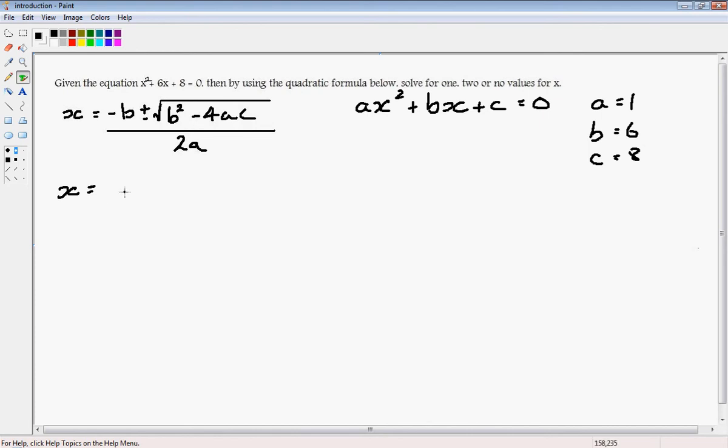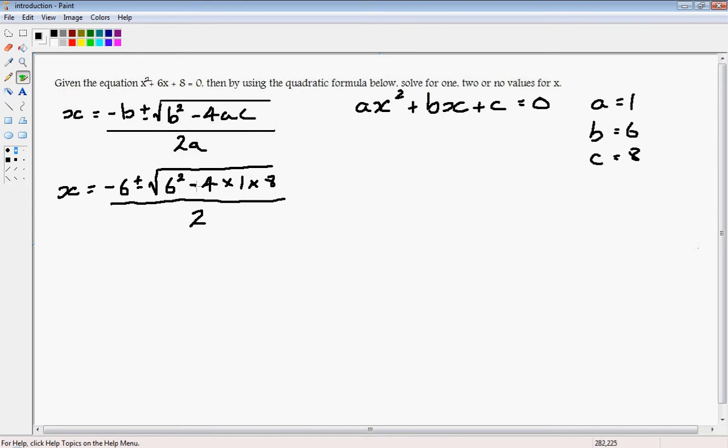So x equals minus b. Now b is 6, but it says minus b. So this would be minus 6 plus or minus the root of b squared. So b is 6, so we need to square this, minus 4 times a, which is 1, times c, which is 8. And this will all be over 2 lots of a. So 2 lots of 1 is 2. So we can see now that all the letters have disappeared and we just have numbers.